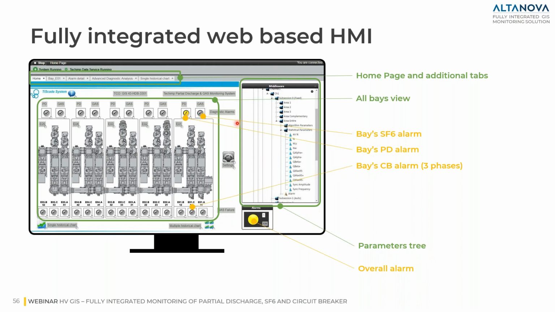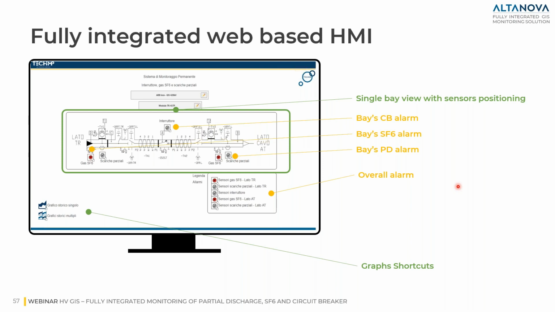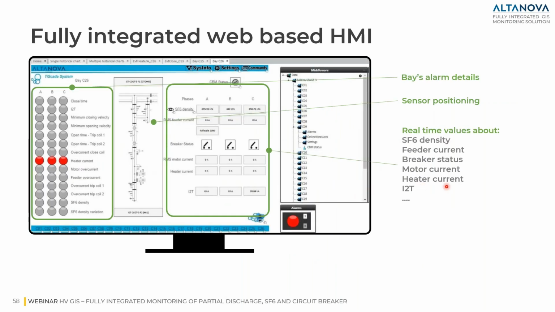We have on the right the parameter tree, where every parameter acquired by the system is available to be visualized in graph form or in a table, and the customer can decide to select one or multiple parameters independently. And here we have an overall alarm. This is another example with a single bay dashboard. Again, we have CB, SF6, PD alarm, and shortcuts to display graphs of the alarms or about the parameters.